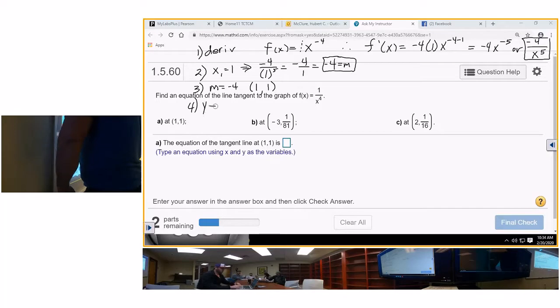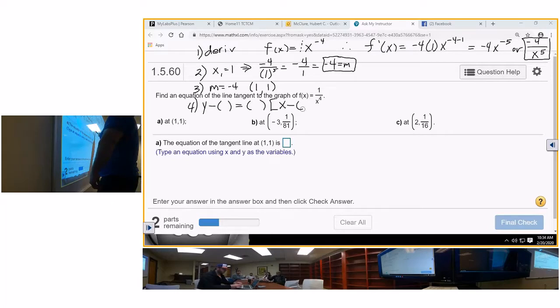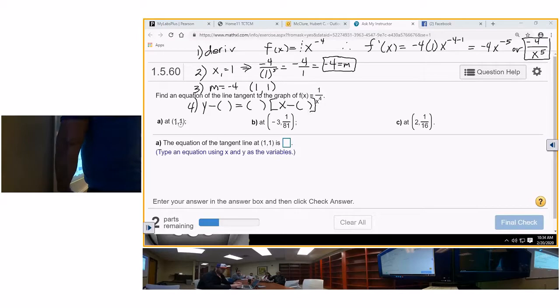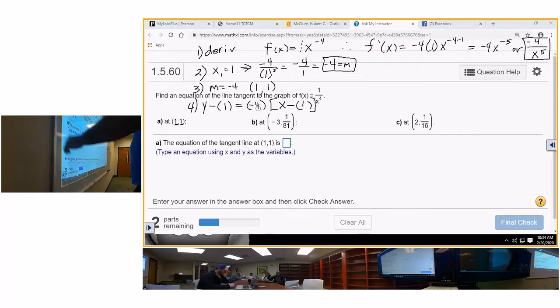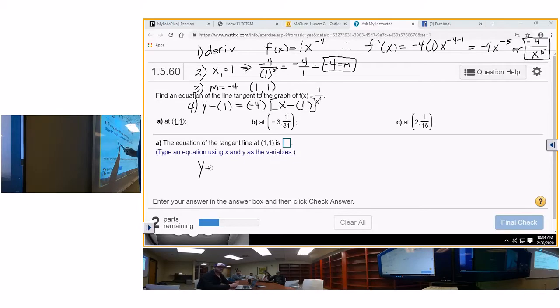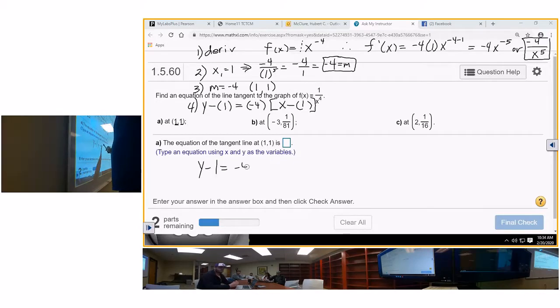Y minus parentheses is equal to parentheses times x minus parentheses. And I put a 1 here. That's my x. My y sub 1 is 1. My x sub 1 is 1. And my slope is negative 4. So that gives me y minus 1 is equal to negative 4 times x minus 1. Y minus 1 is equal to negative 4x plus 4. Y is equal to negative 4x. And what is 4 plus 1?